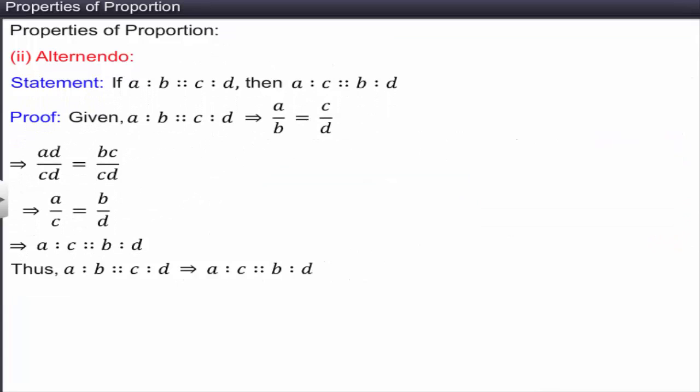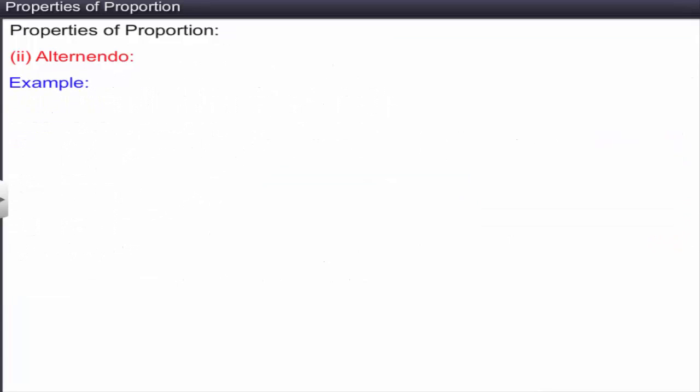Now, let's see an example. If 5 is to 25 is as 8 is to 40, then prove that 5 is to 8 is as 25 is to 40.